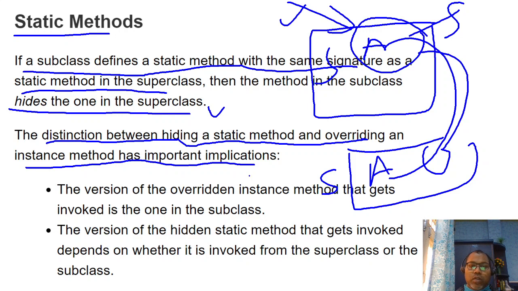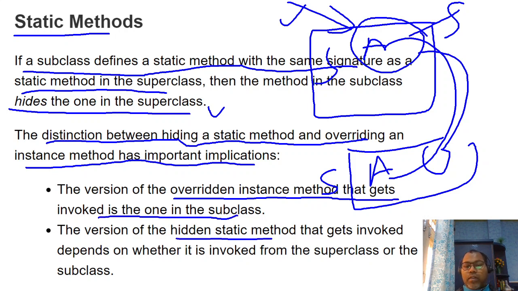The overridden instance method gets invoked from its subclass. And a version of a static method gets invoked depending on the superclass or subclass reference. Generally, a static method should be invoked using the class name.